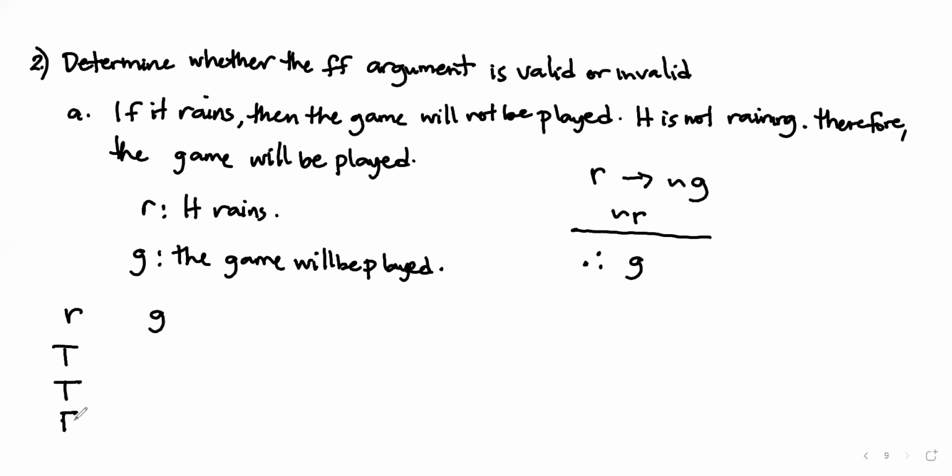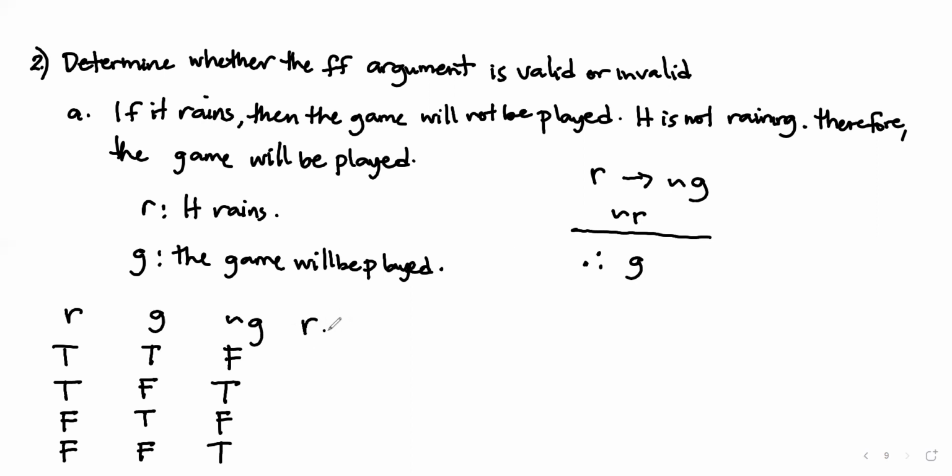True, false. Then alternate true, false. Let's have not G first. We're going to negate this column. So not true, that is false. Not false, that is true. Not true, that is false. Not false, that is true.